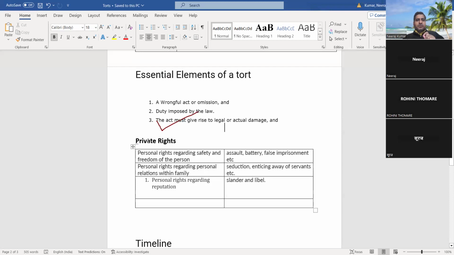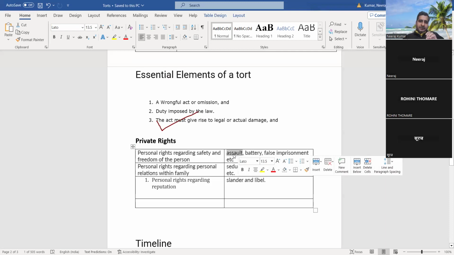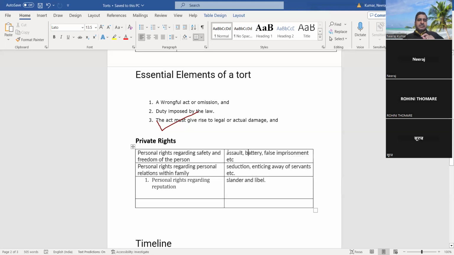What about the category of private rights? There are personal rights, meaning individual rights, one person's right. Personal rights regarding safety and freedom of the person. And how does infringement happen? Someone may assault another person, or battery. Assault and battery are different things. Battery means bodily contact, right? And then false imprisonment. These cases go into this one.